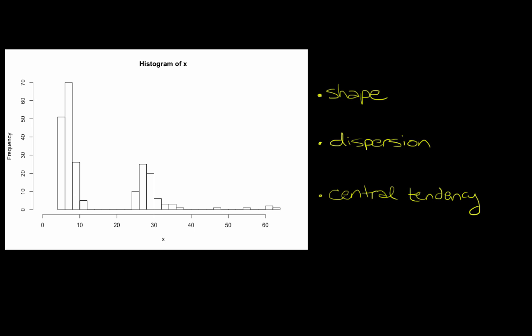So dispersion, as you know, is just a fancy word for how spread out the data is. And central tendency, those measures are ways to describe what a quote-unquote typical data point would do. What does data tend to do? And we know that there's several different measures for dispersion as well as for central tendency. But first, let's talk about the shape.